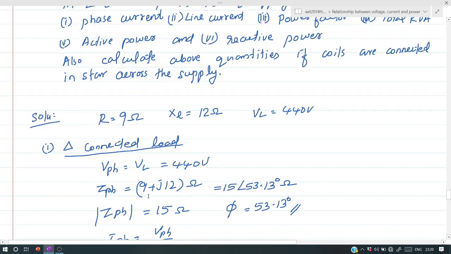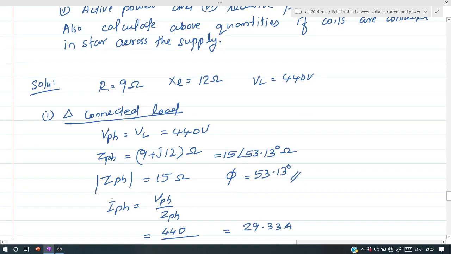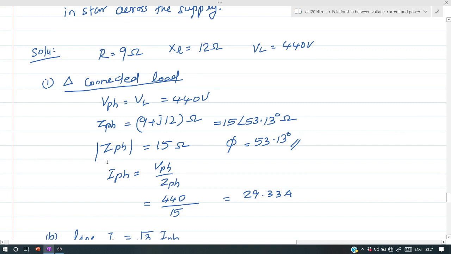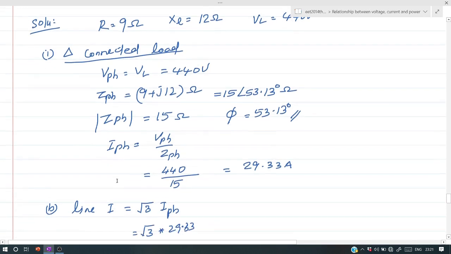Here the magnitude of Z phase impedance is 15 ohm and the power factor angle is phi, that is 53.13 degree. Now I phase we can calculate by means of this expression, that is V phase divided by Z phase. Substituting V phase as 440 volt and Z phase as 15, we can find out the magnitude of I phase as 29.33 ampere.